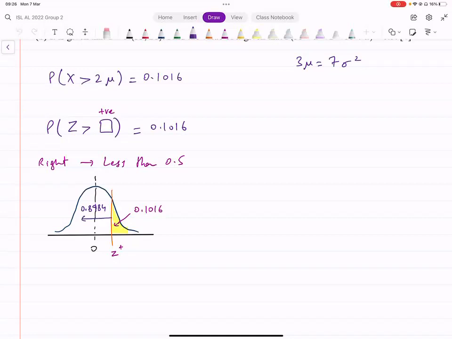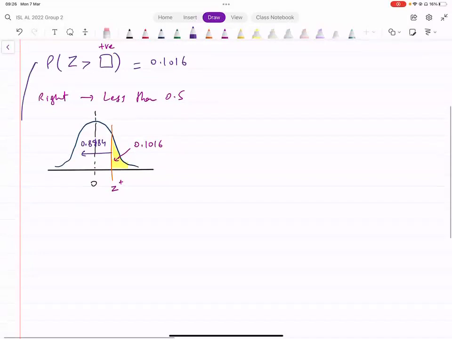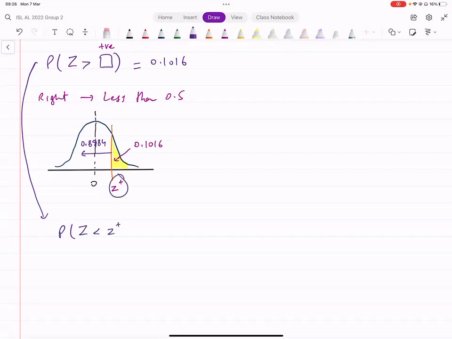Yeah, so this is the region that we have on the left side. अब हम उस probability को कैसे लिख सकते हैं? हम कह सकते हैं कि probability of z less than this positive value of z, what's that equal to? That's equal to 0.8984. Now this is a form that we can find in the table.